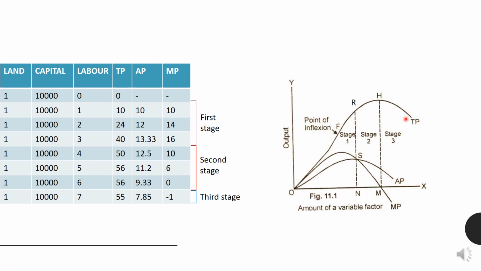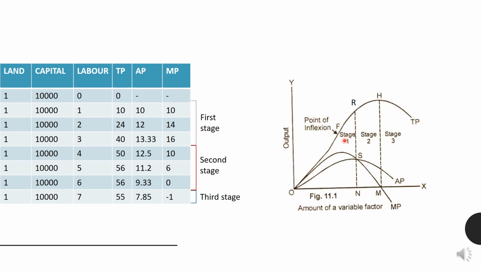So in the third stage, you can also observe that AP is decreasing, MP is also decreasing and moves below the x-axis. So that is why it is becoming negative. So this stage we call it as the negative returns, third stage. First stage, second stage and the third stage.